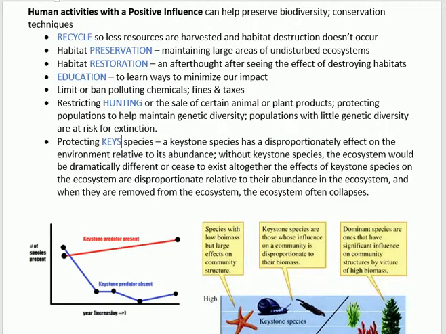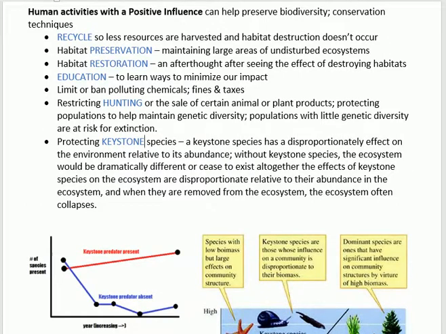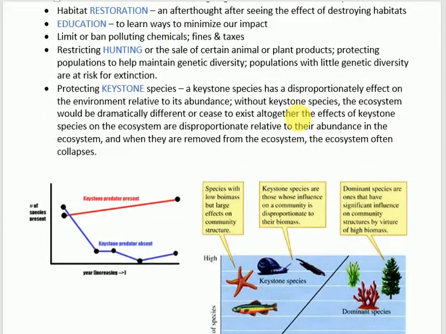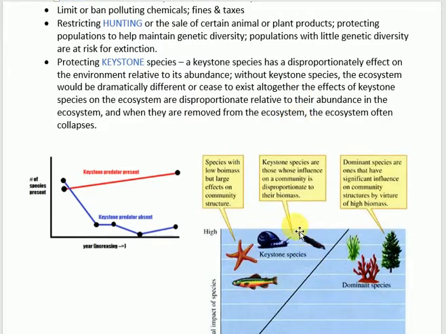our keystone species. And the keystone species, they have a huge effect on the environment. So, for instance, here are some keystone species. You wouldn't think that a slug would have that much of an influence, but it does. So basically, if those keystone species were destroyed or removed, the ecosystem often collapses.